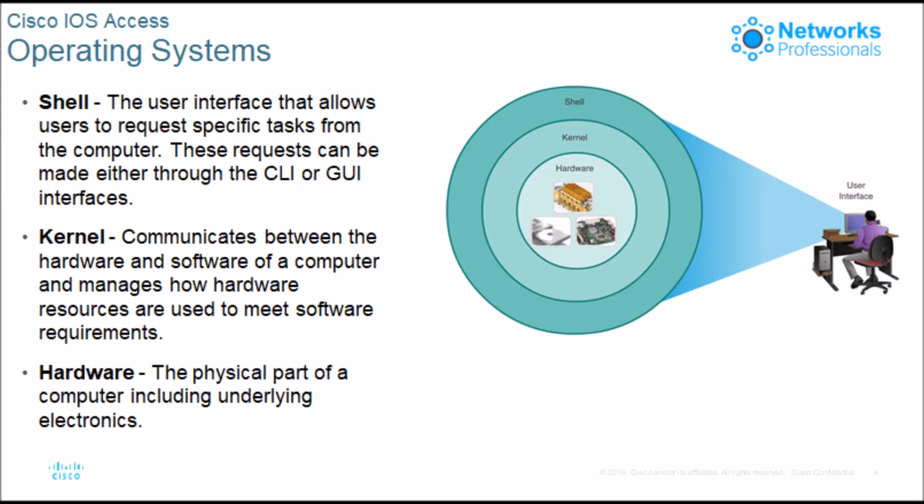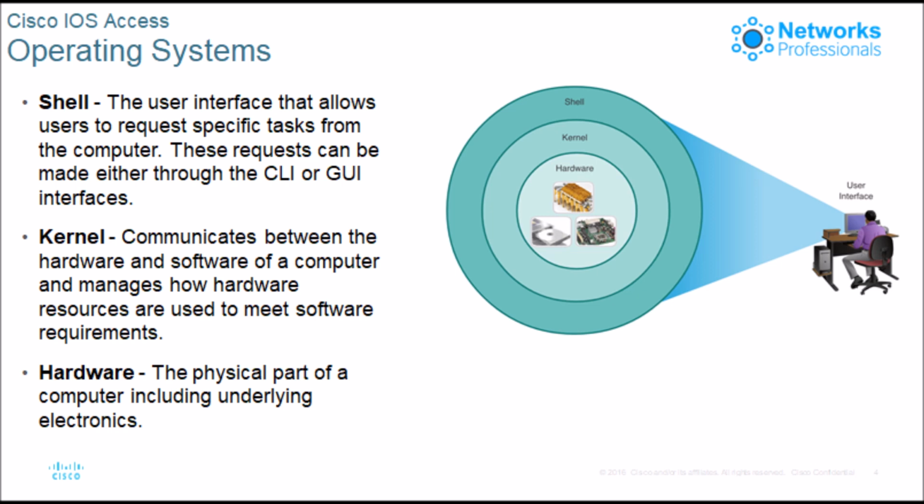All end devices and network devices require an operating system, OS. As shown in the figure, the portion of the OS that interacts directly with computer hardware is known as the kernel. The portion that interfaces with applications and the user is known as the shell. The user can interact with the shell using a command line interface, CLI, or a graphical user interface, GUI.